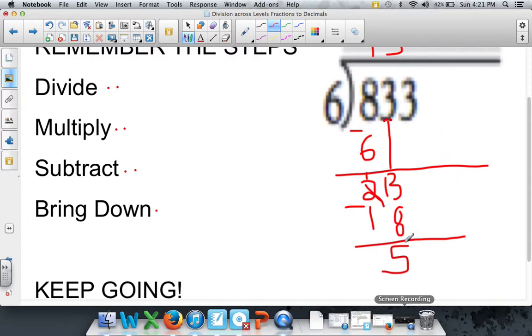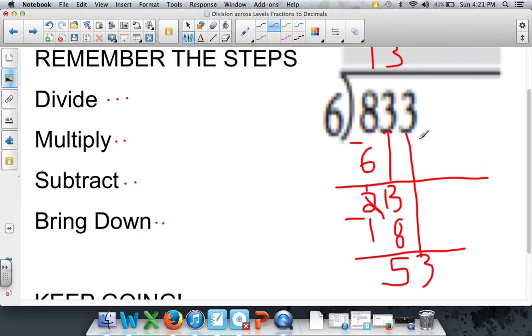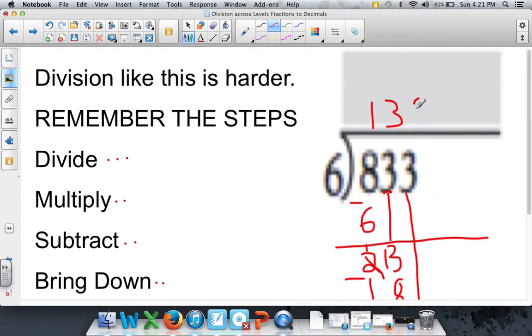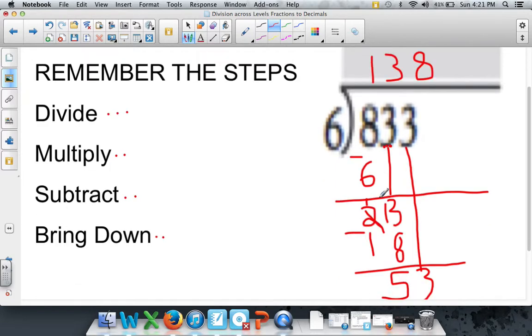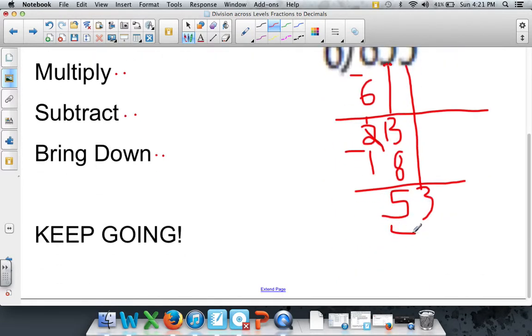So if you subtracted, we need to bring down for a second time. Boop. That 3 comes all the way down. 53. How many times does 6 go into 53? We're dividing again. 6 goes into 53 9 times? Nope. 6 times 9 is 54. That's a little too big. So we got to do 6 times 8. Yeah, 6 times 8. 6 times 8 is 48. I know my times tables. You have to learn them too.